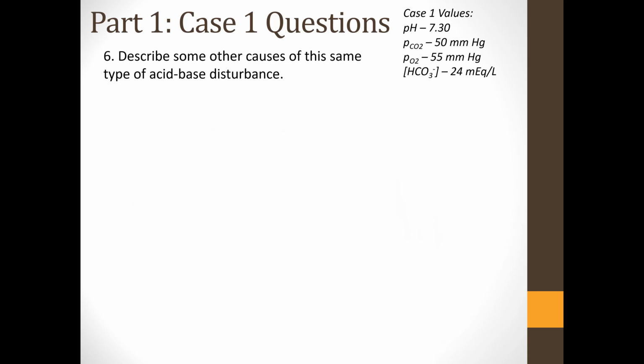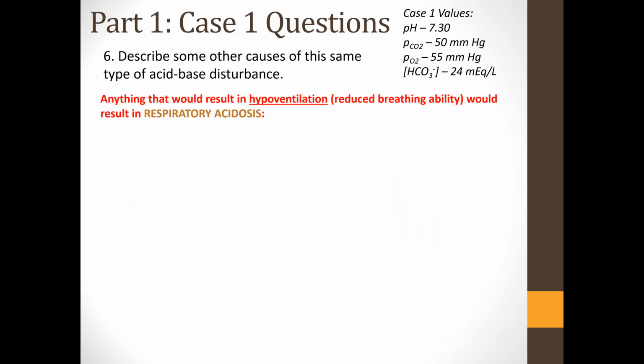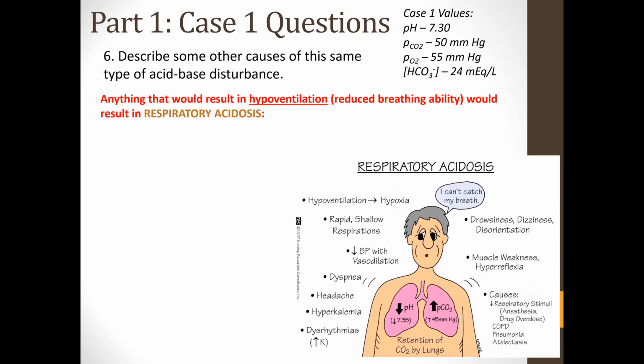Number 6, describe some other causes of the same type of acid-base disturbance. So anything that would result in hypoventilation, which is reduced breathing ability, would result in respiratory acidosis. Here's a picture from a nursing website to show you some of the signs and symptoms of respiratory acidosis. They also have a little section on some of the causes over here. We're going to list a few more. But the key with respiratory acidosis is that the pH and the CO2 levels are opposite. So pH drops, CO2 levels rise.